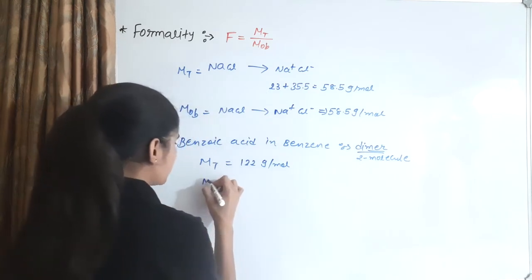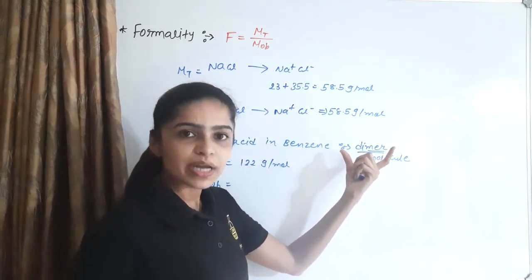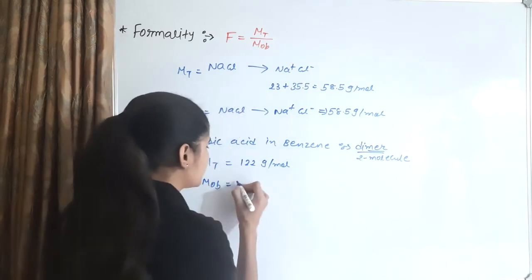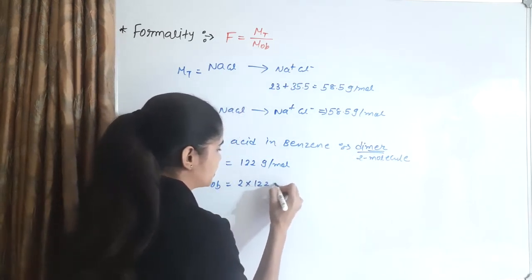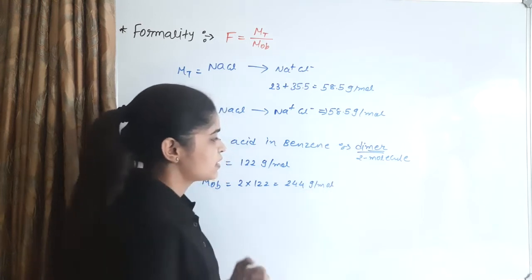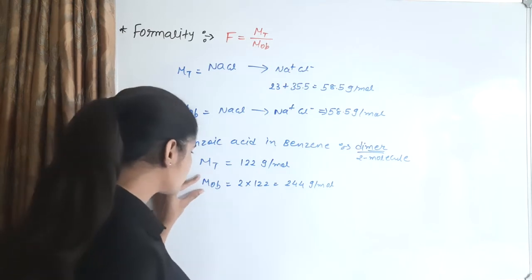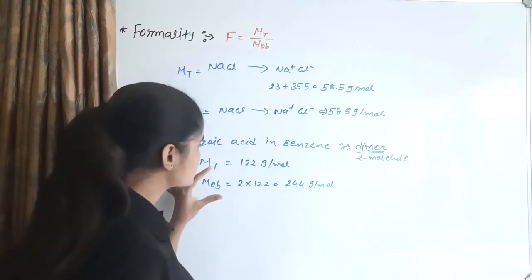So the observed molecular mass is the dimer. Di means 2 molecules, so it's multiplied by 2. That gives 244 gram per mole. That is the difference between the theoretical molecular mass and the observed molecular mass. Why is there this difference?